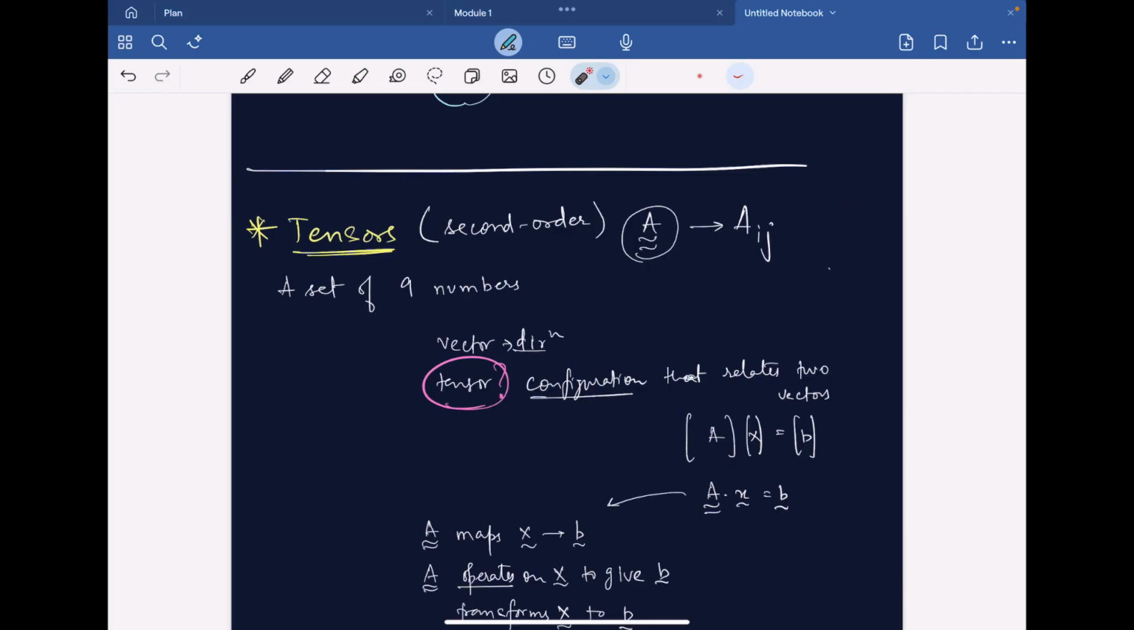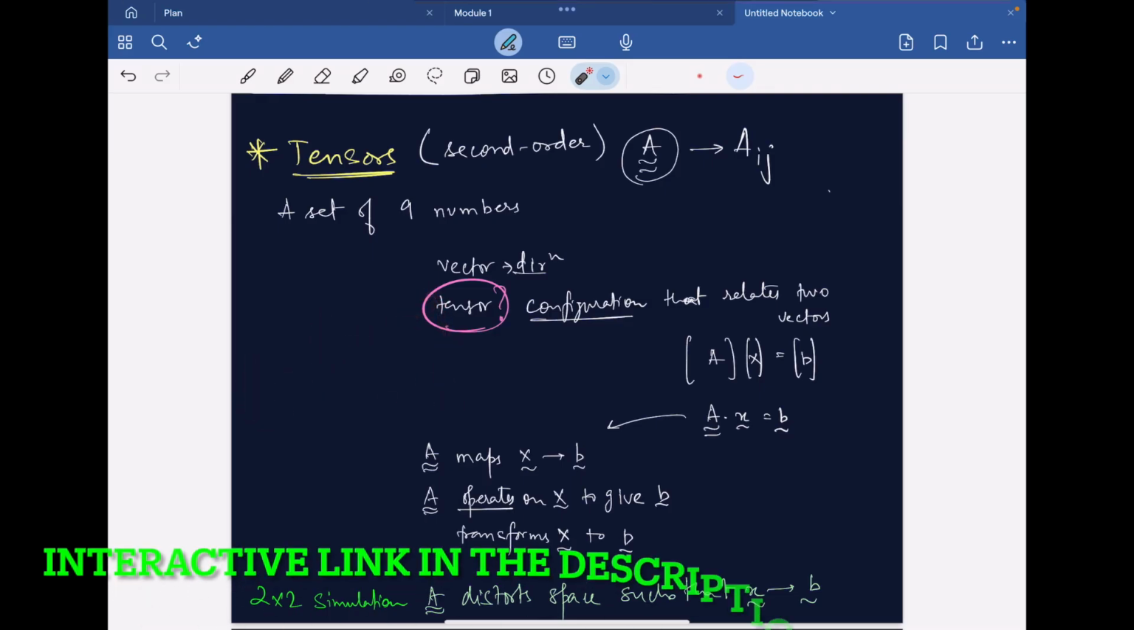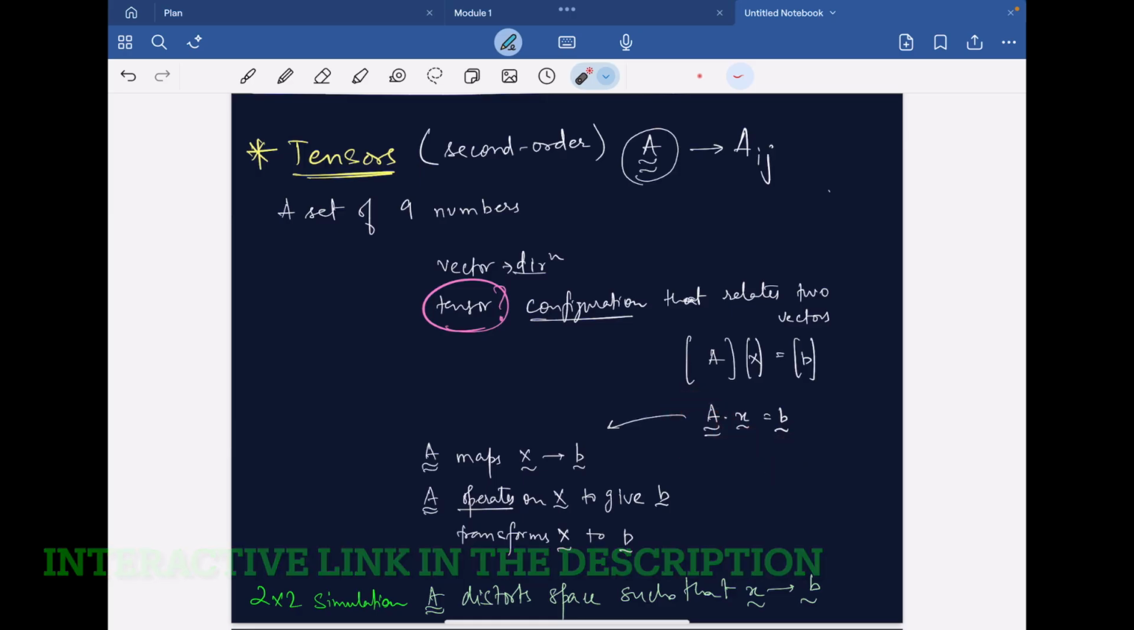Now what it physically means: a vector, we knew, had a direction and magnitude. A tensor is a configuration that relates vectors. A very good example of this is the linear transformation that you are all aware of, and that transformation we showed in a 2x2 simulation. So we took A as a 2x2 matrix, and we saw how X is transformed to B subject to the various elements inside the A matrix or the A tensor.